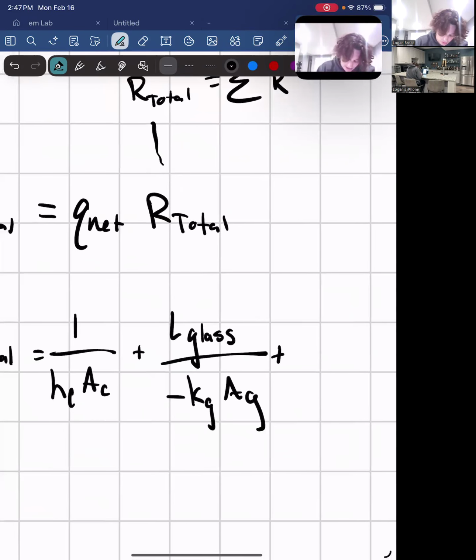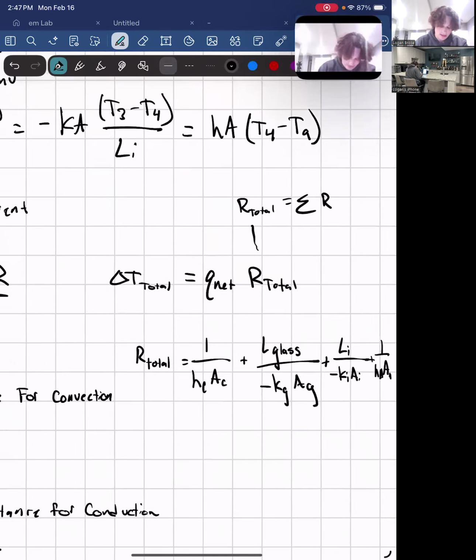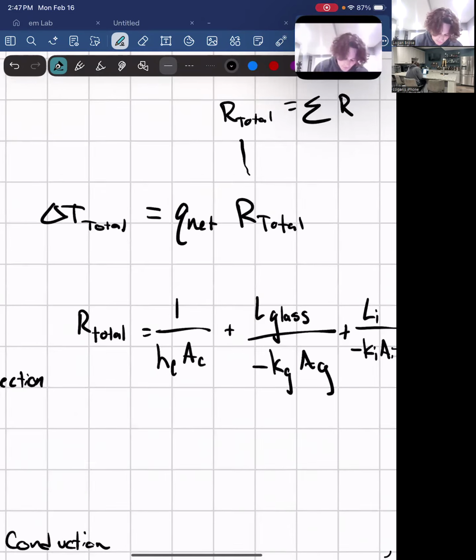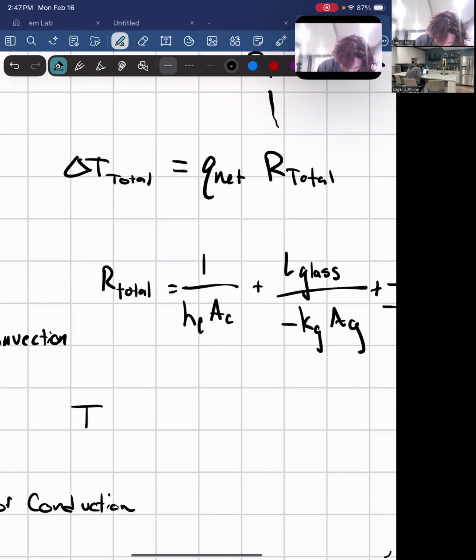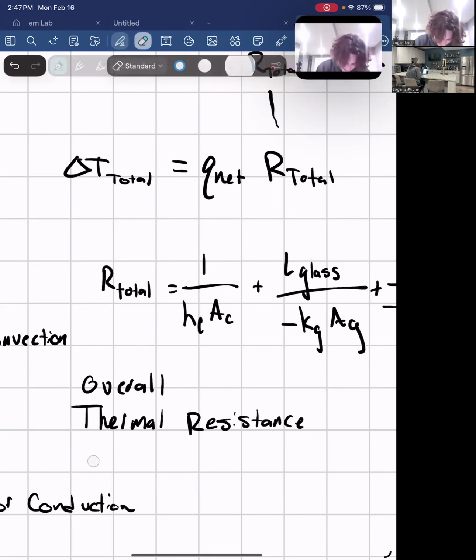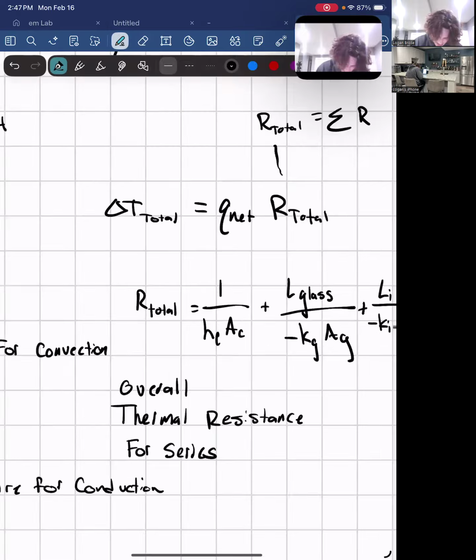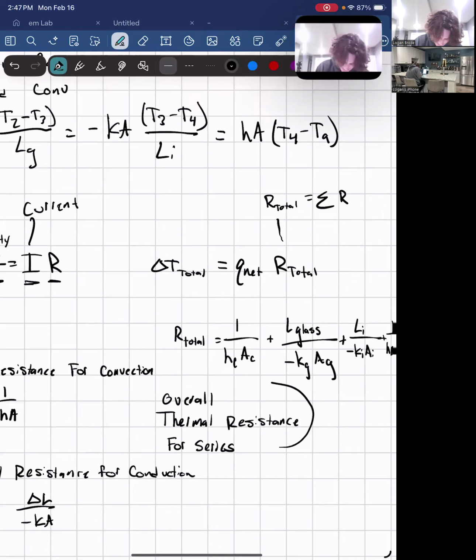And then we move on to insulation. So it's L i over minus K i A i plus 1 over h air, area of air, right? So our overall thermal resistance, right, for series is this up here, right?